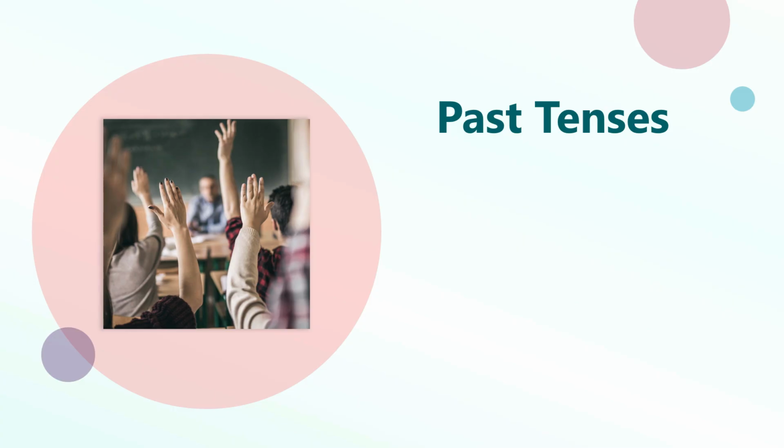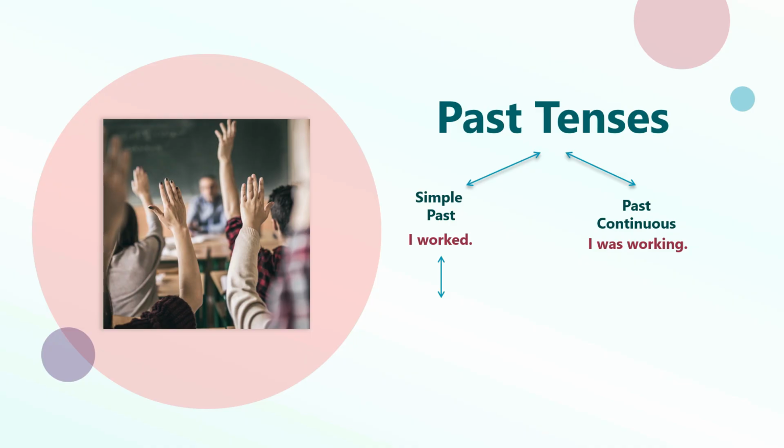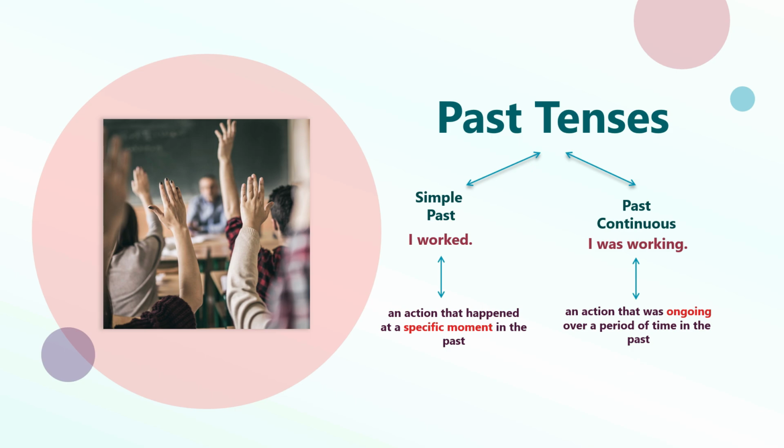When we talk about the past in English, there are two main tenses: the past simple and the past continuous. For example, the past simple would be "I worked," while the past continuous would be "I was working." So what's the difference? The past simple refers to an action that happened at a specific moment in the past. On the other hand, the past continuous describes an action that was ongoing over a period of time in the past.